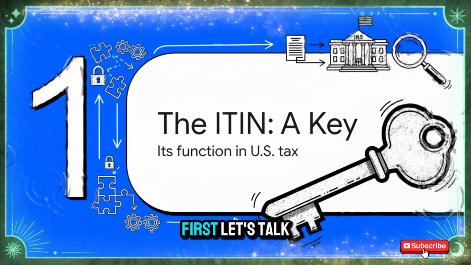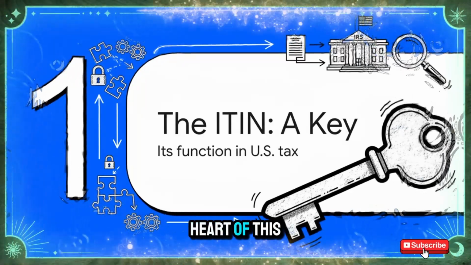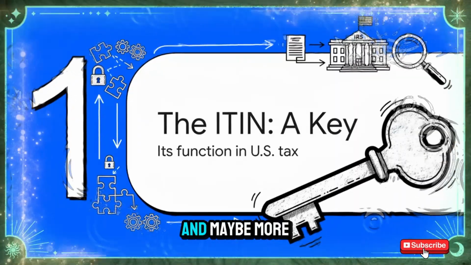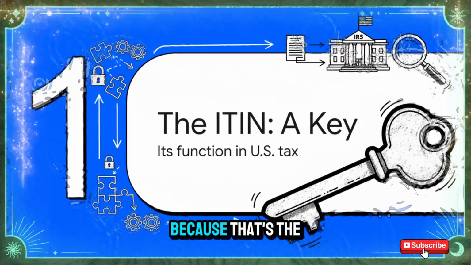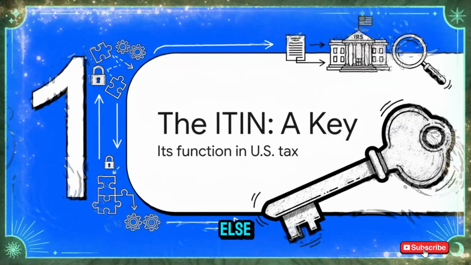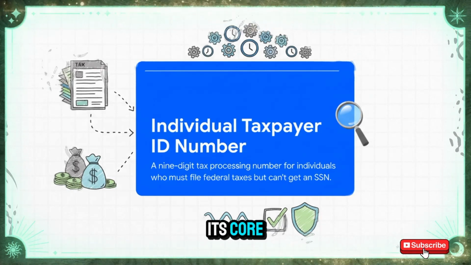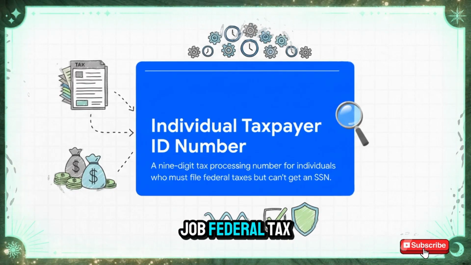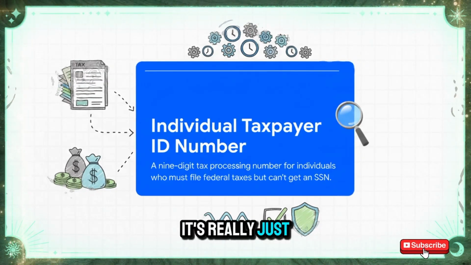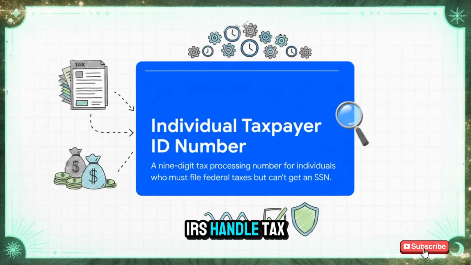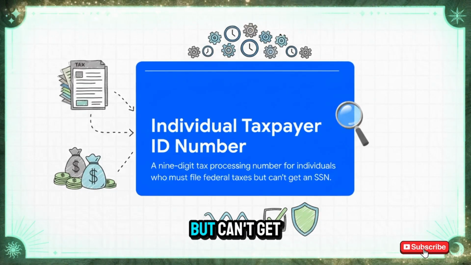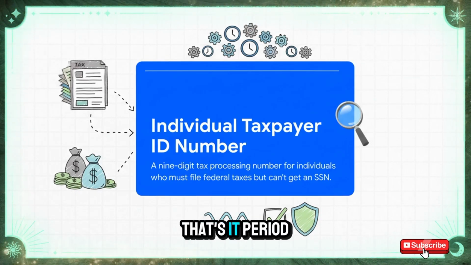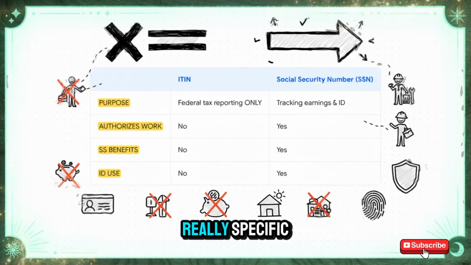So, first things first, let's talk about the absolute heart of this whole system, the ITIN itself. You really have to get what it is, and maybe more importantly, what it isn't, because that's the foundation for everything else. Okay, so at its core, an ITIN is basically a tool that was built for one and only one job: federal tax processing. It's really just a tracking number. It lets the IRS handle tax returns from people who need to file but can't get a social security number. The whole point here is tax compliance. That's it, period.